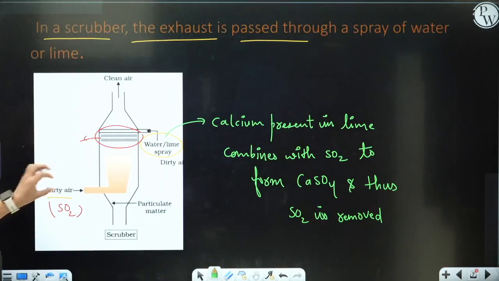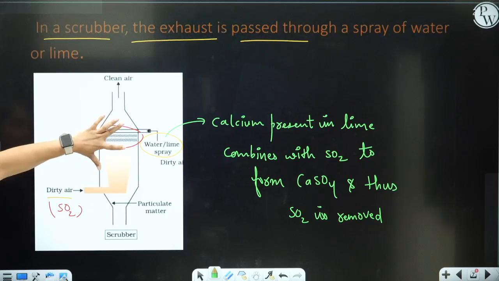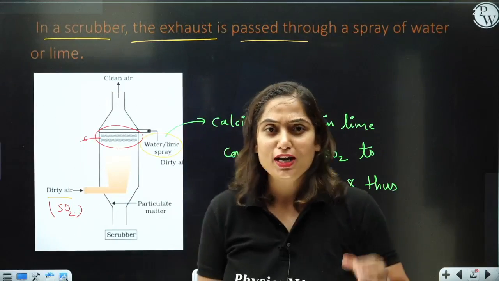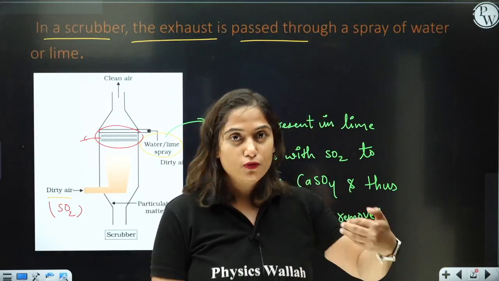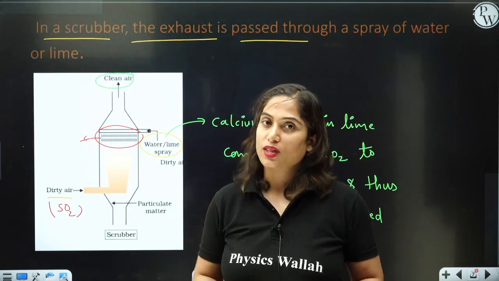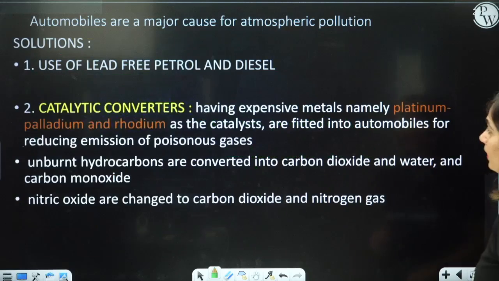Right? So from this point, the dirty air is going inside the scrubber, and here there's a spray of lime, and the calcium present in the lime combines with SO2 to form calcium sulfate, and thus SO2 is removed from the air. When the air comes out of the device, it will be clean without any SO2. So this is how a scrubber works.